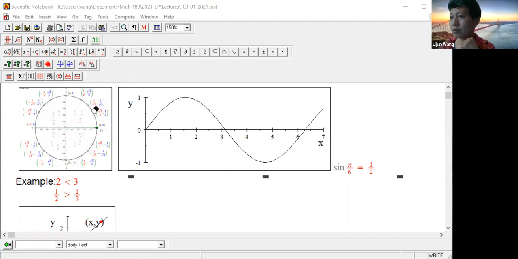I'm not gonna use a blue color. I'm gonna use the color green. Okay, make it lighter. This is the terminal of pi over six, and we choose a point, x comma y, on the unit circle. So when you look for sine pi over six, and you look for that blue number, by definition, that's y over r, r is one. Do you follow me?